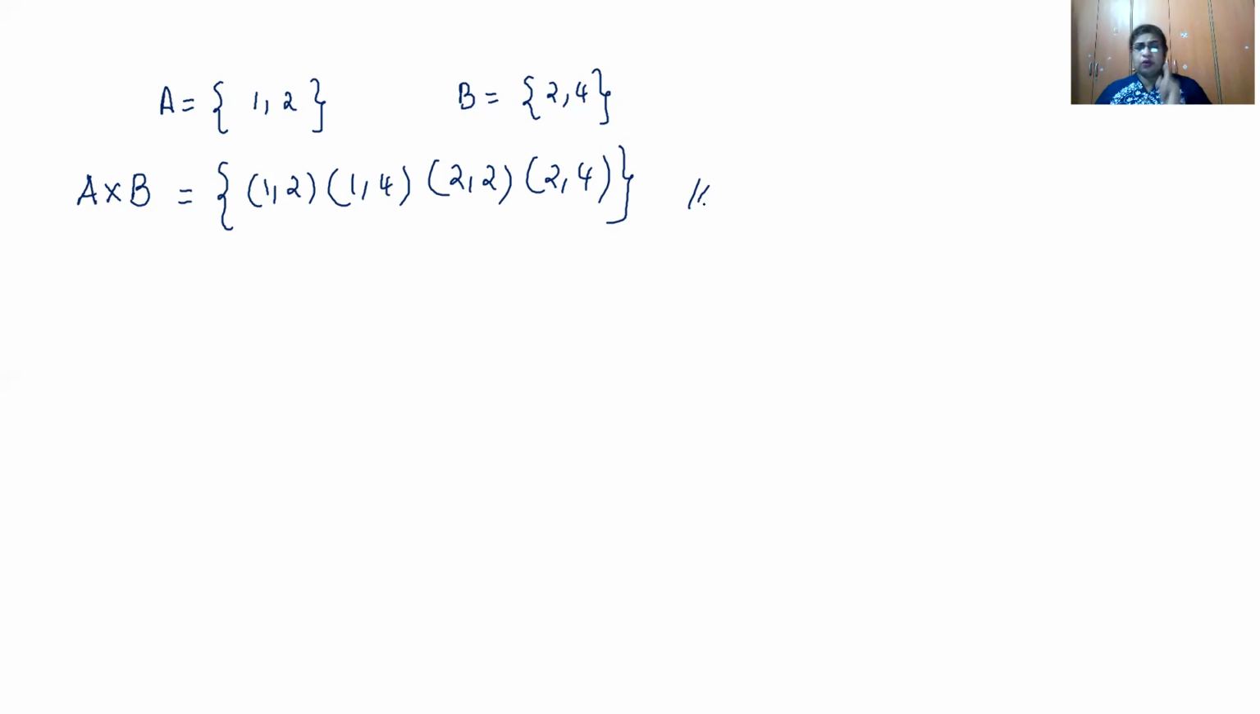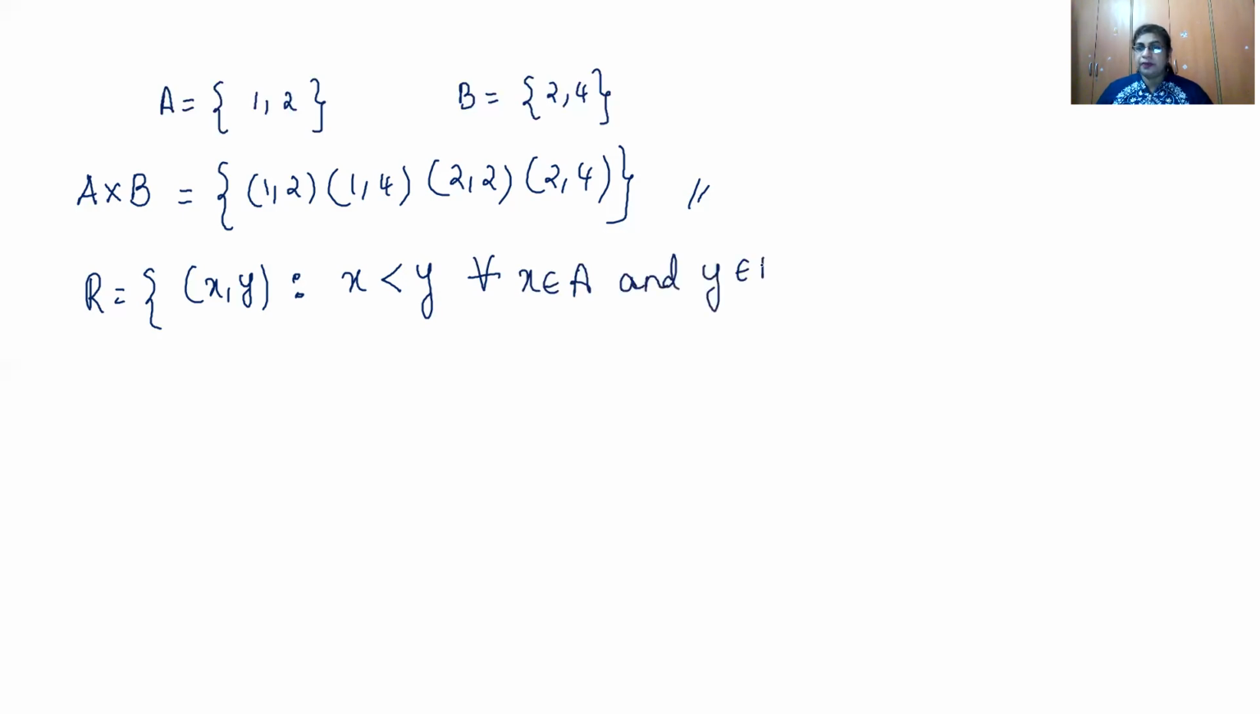Now, suppose I define R is equal to the set of all (x, y) such that x is less than y, for every x belonging to the set A and y belonging to the set B. For every ordered pair, I have to check the cross product for this condition. Such ordered pairs should be in R only if the condition is met. The condition is x should be less than y, that means in an ordered pair, the first element should be less than the second element.